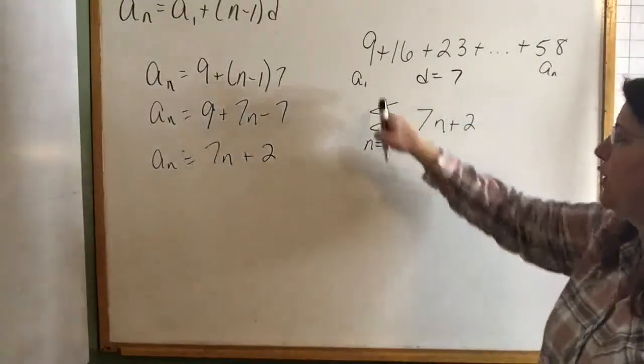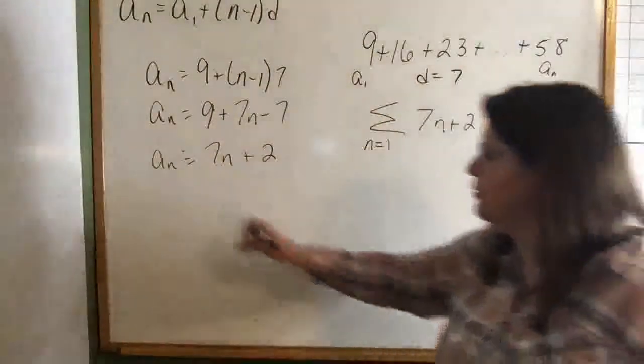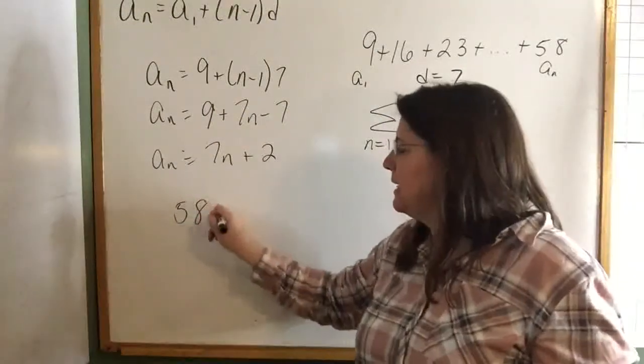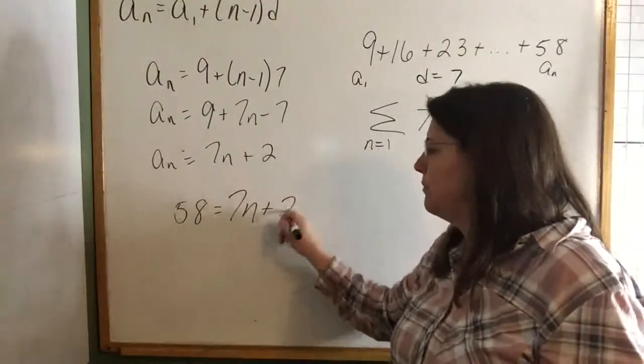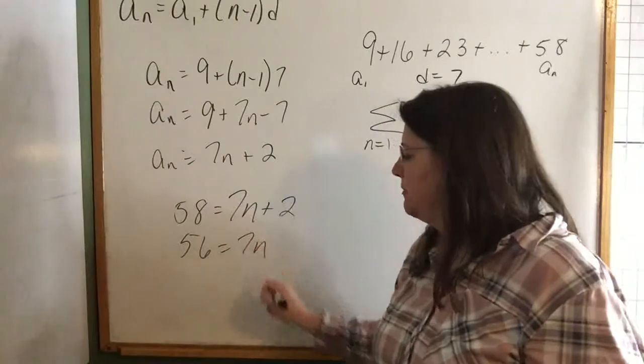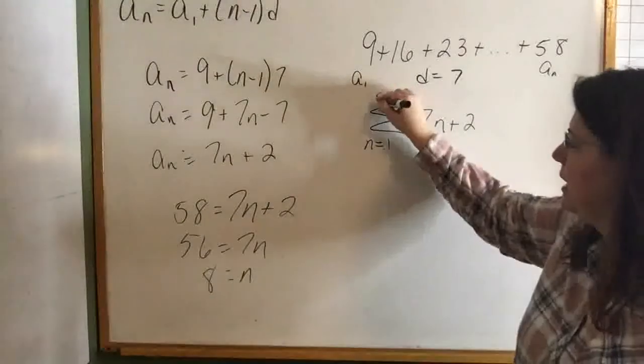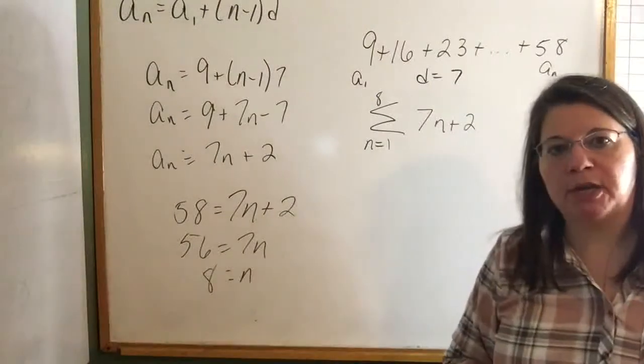And then to figure out what number goes here, I set my formula equal to my last term. 58 equals 7n plus 2. If I subtract 2, I get 56 equals 7n. So n will equal 8. 8 will be my top number in my sigma notation.